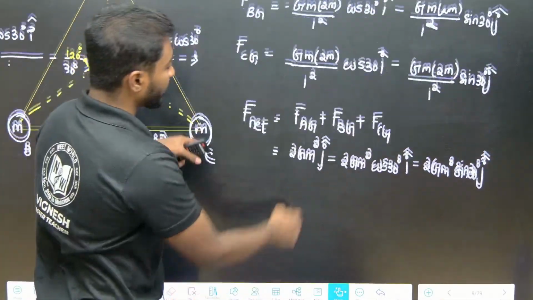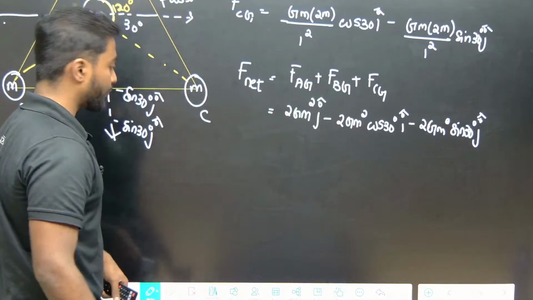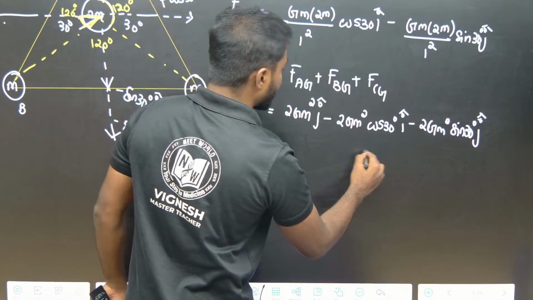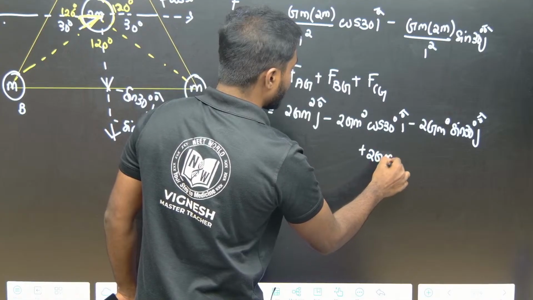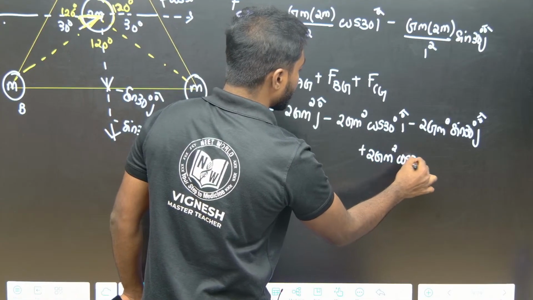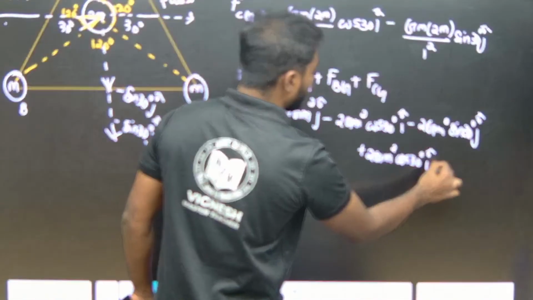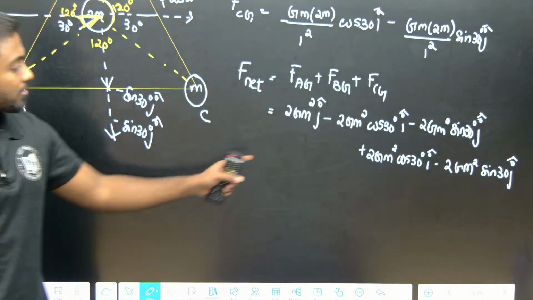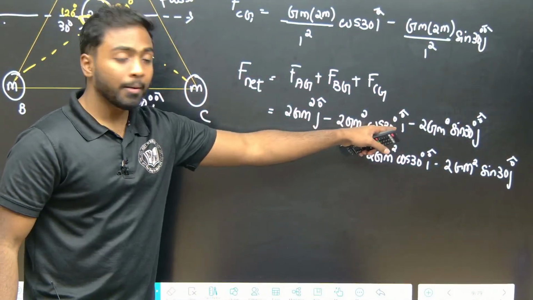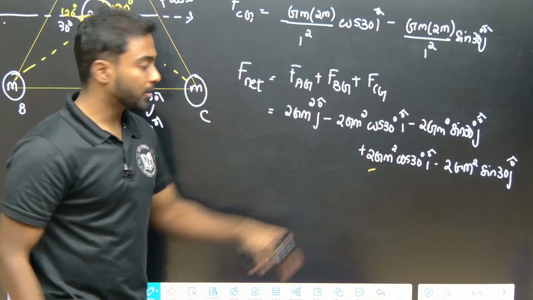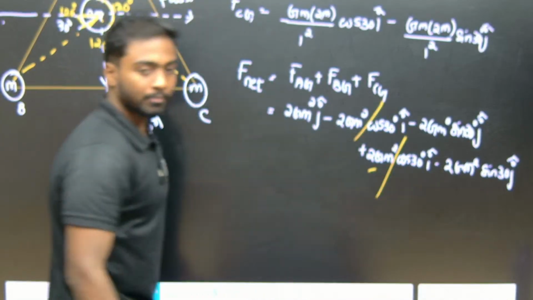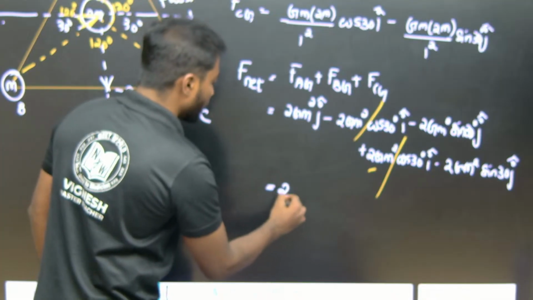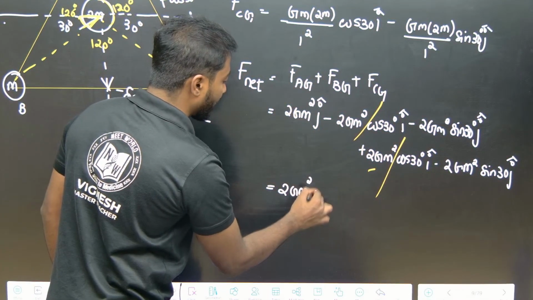So what else is left? CG is left. CG is plus 2GM square cos 30 I cap minus 2GM square sin 30 j cap. So is there anything common here? Yes, 2GM square cos 30 I cap, but it is in negative, it is in positive. So cancel it. So remaining 2GM square j cap.